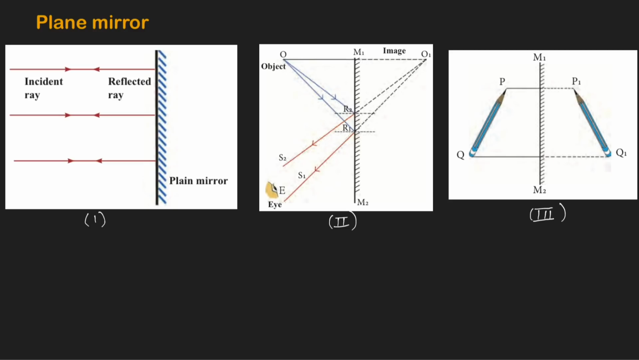And in the last figure you can see we are placing a pencil, not a point object or point source here. So we use an extended source instead of a point source, and we get an extended image. Here we already discussed that a plane mirror gives a clear image. There is no change in its size. Okay.